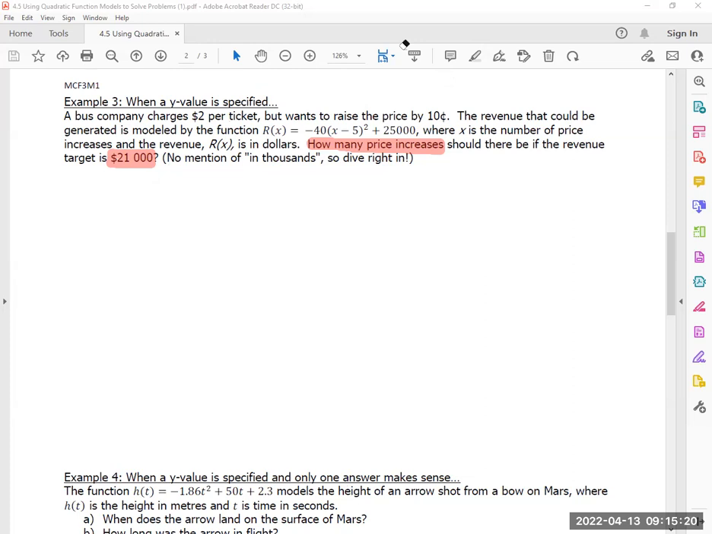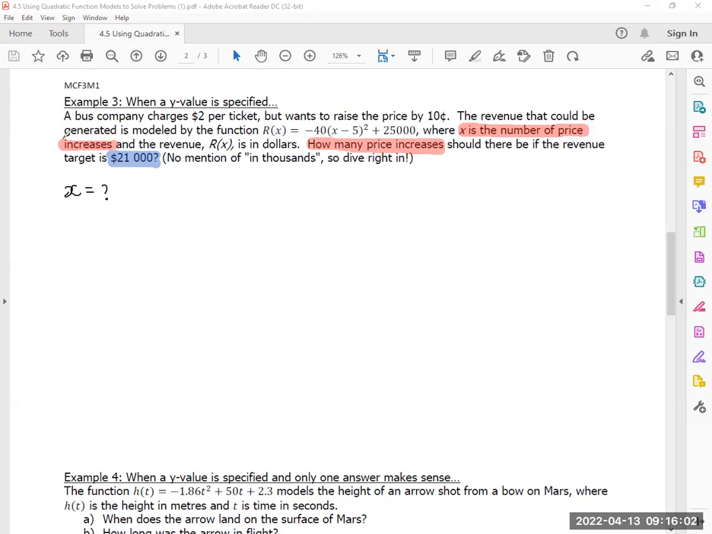All right. Maybe I should have done this in different colors so that you know what's asked for what. All right. Here we go. Here's what it says. How many price increases? What does that refer to? Does that refer to X or does that refer to R? I think we can both agree that it is going to refer to X because they define X as the number of price increases. So when they ask how many price increases, what they're asking for is what's X?